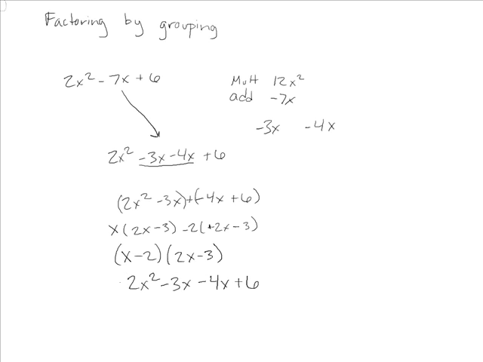Now notice how this is just like the step we had up here where we split the negative 7x into its two parts. We're right back at that. So then we would expect that when we combine these together, we'll get back to our original equation. 2x squared minus 3x minus 4x gives me a minus 7x plus 6. So I'm back to my original equation. It does check out.